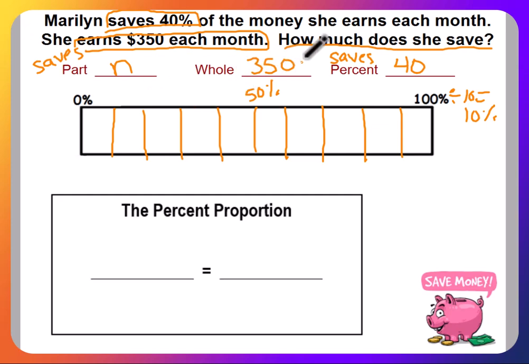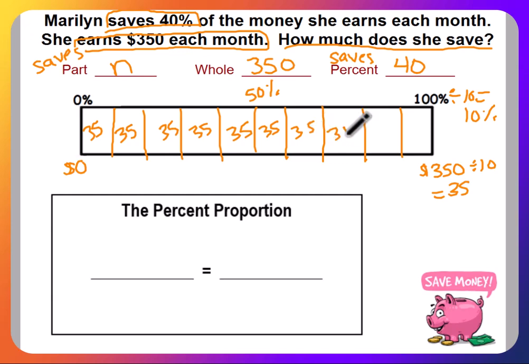Then I want to do the same thing for the whole. If I shade nothing on this bar, that means that that's $0. If I shade the whole bar, then that represents the whole total amount of $350. Now, just as we did with 100%, we divided it into 10 equal parts. We want to do the same thing for our $350, and that's going to give us $35. So each tenth, or each section here, each part represents $35. So we quickly label them.